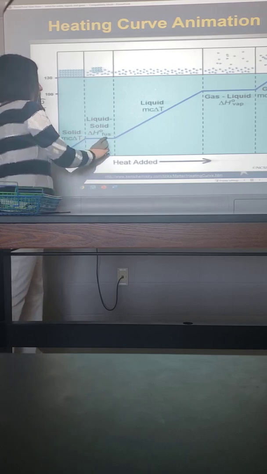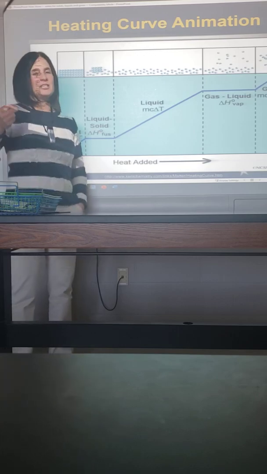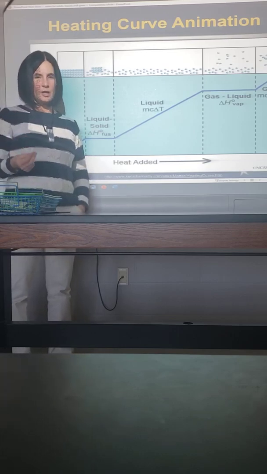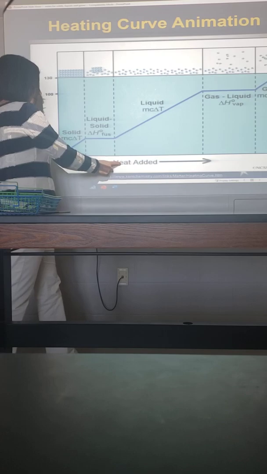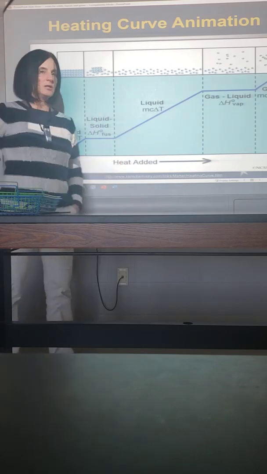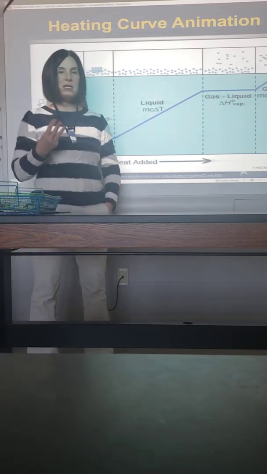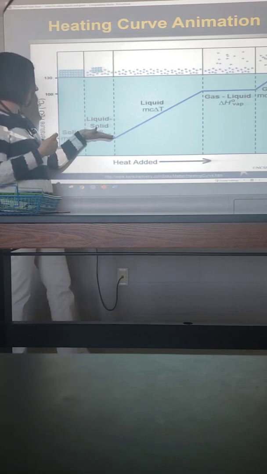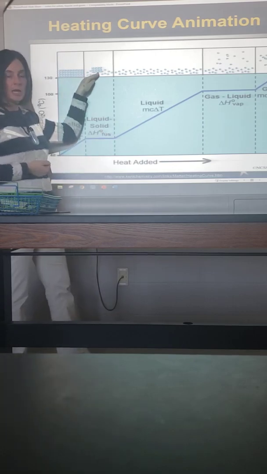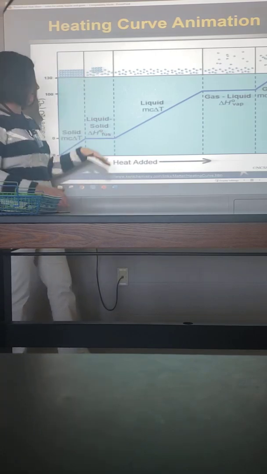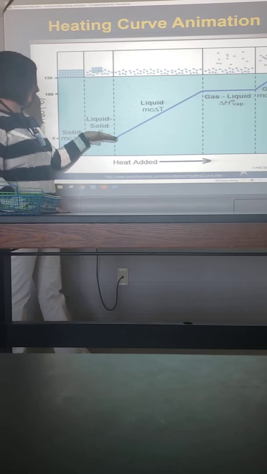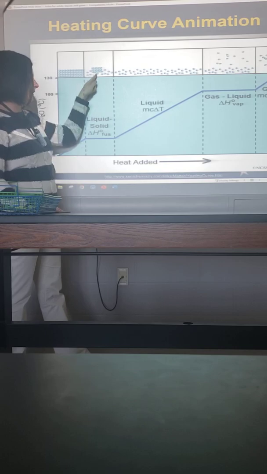I'm increasing heat here, but notice how my temperature is stuck at 0. I am not increasing the temperature. When the temperature is not changing, but you're adding thermal energy, that's an indication of a phase change. So again, the 3 P's: the plateau, phase change, and potential energy changing. This is where potential energy is changing, our plateau, and we see phase change happening.